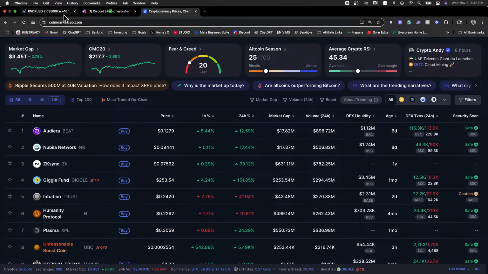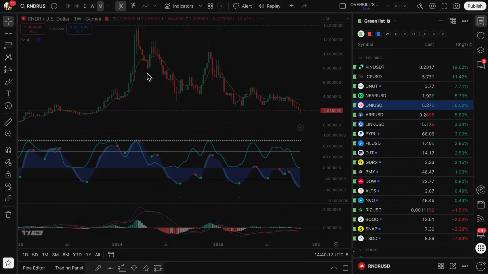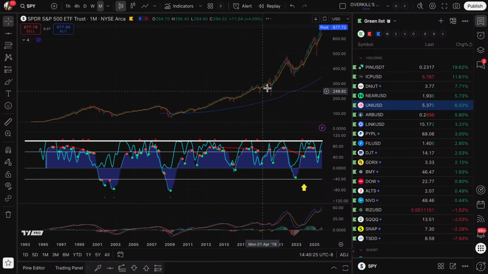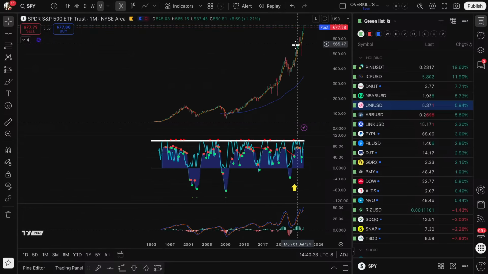Okay, if you look at the S&P 500, this is the top 500 stocks in the stock market. Let's just look at the monthly chart of the SPY here. It's always gone up. Yes, there have been big dips, but if you zoom out, we're up and to the right, baby.